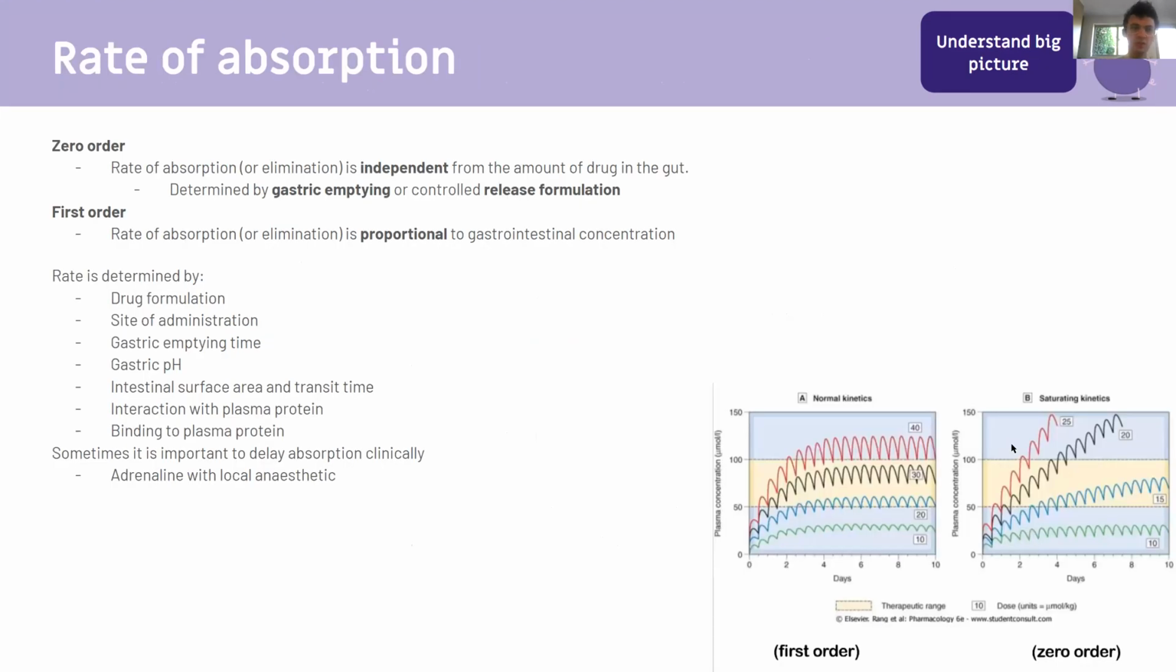Rate of absorption. This is probably the hardest concept from this lecture. It's not too bad though. The rate of absorption essentially can be classified in 2 different categories. You have zero order or first order.